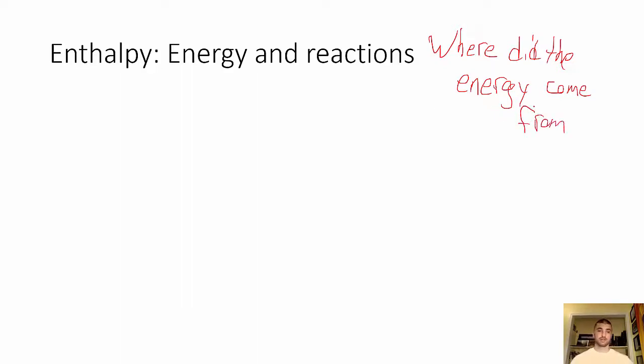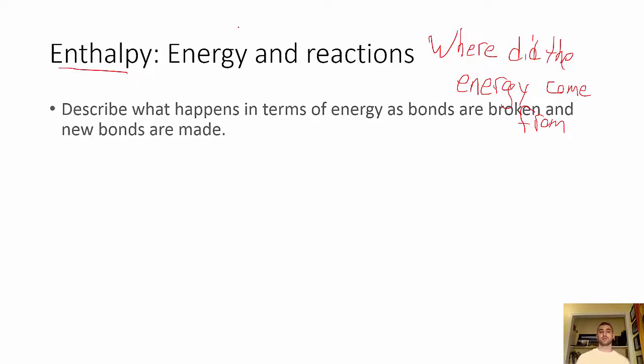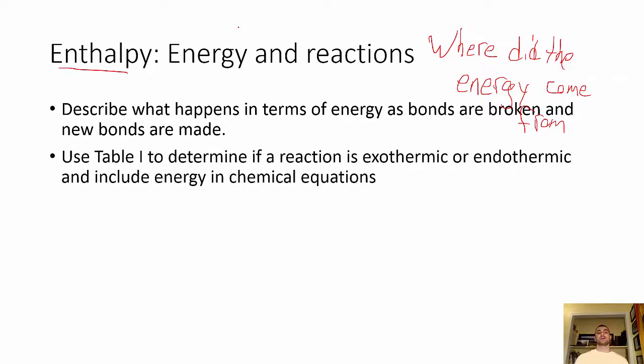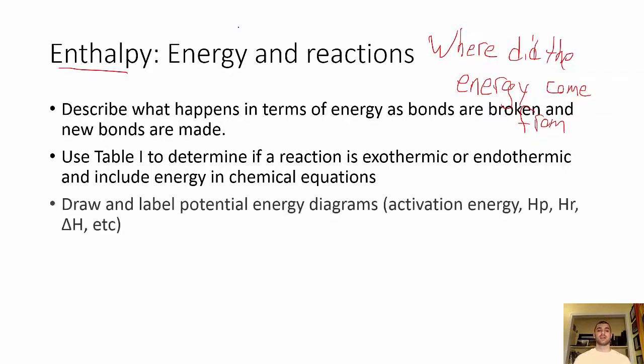So we'll be talking about that. And there's a word for that. We call it enthalpy, and it has to do with energy and reactions. So things that we're trying to accomplish in this video is describe what happens in terms of energies as bonds are broken and new ones are made, as well as use table I to determine if a reaction is exothermic, giving off energy, or endothermic, where it's absorbing energy, and include energy in the chemical equation itself, as well as being able to draw and label potential energy diagrams and label things like activation energy, heat of products, heat of reactants, the change in heat, so on and so forth.